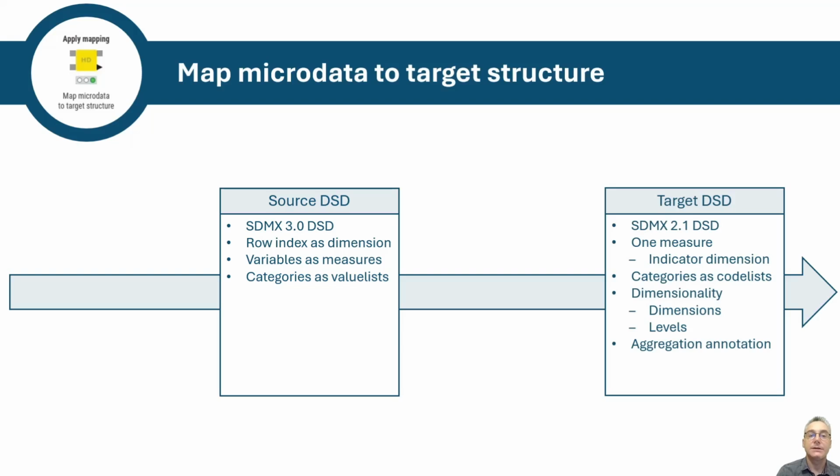A target DSD has been defined as an SDMX 2.1 DSD. This structure has a single measure and uses an indicator dimension to distinguish between different indicators. In this case, categories are represented with code lists, and the dimensionality of the data cube is defined by the set of dimensions and the hierarchies of the code lists. Specific annotations are included to indicate aggregation details, such as the aggregation function, rounding, and weighting.